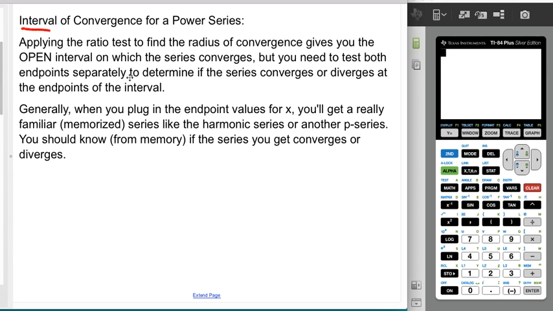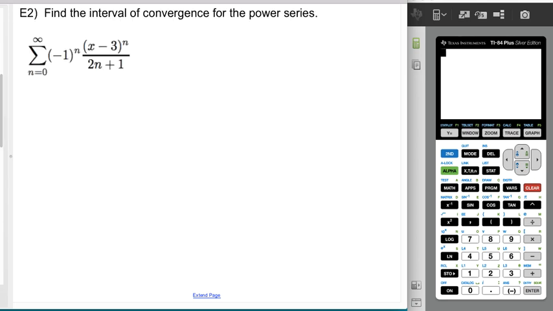Applying the ratio test gives you the radius, and that allows you to find the open interval on which the series converges. But in order to find the entire interval, you have to test both endpoints separately to determine if the series converges or diverges at those endpoints. Generally, when you plug in the endpoint values for x, you're going to get a really familiar, specifically memorized series like the harmonic series or another p series. You should know from memory, in general, if the series you get converges or diverges. Sure, there could be a really tricky question where you don't get one of the memorized series, but it's pretty unlikely. So let's go ahead and walk through this.